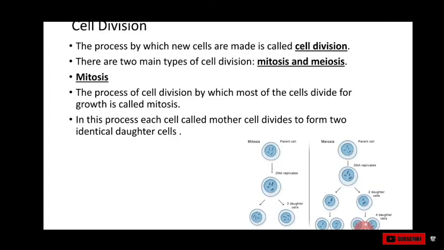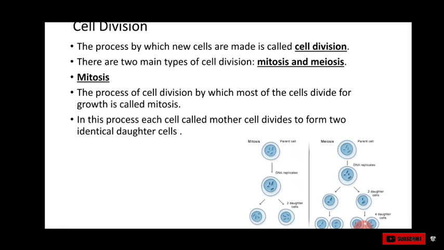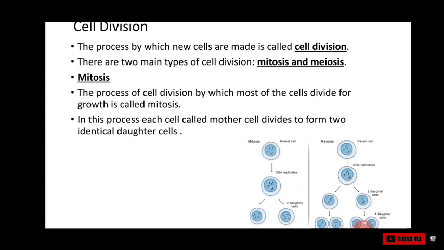Cell division. The process by which new cells are made is called cell division. New cells are formed in an organism when an old cell is dead or injured. So the process by which new cells are made is called cell division. There are two main types of cell division, mitosis and meiosis.